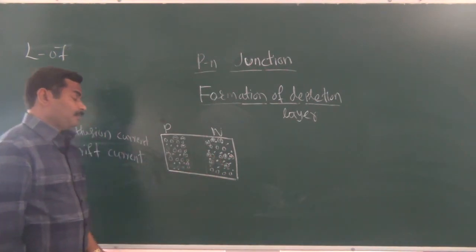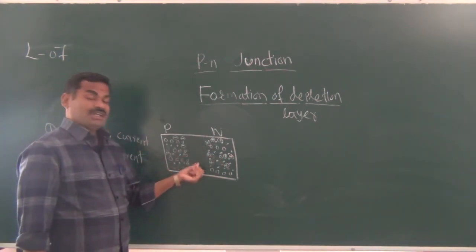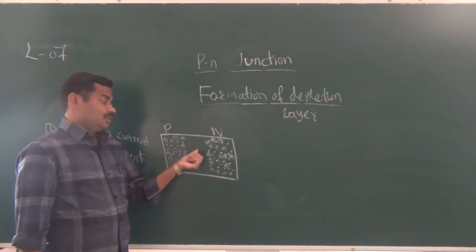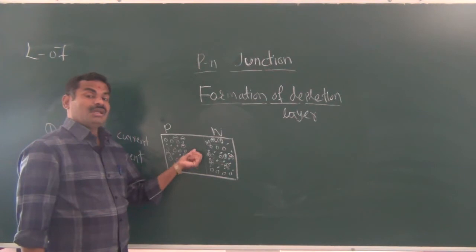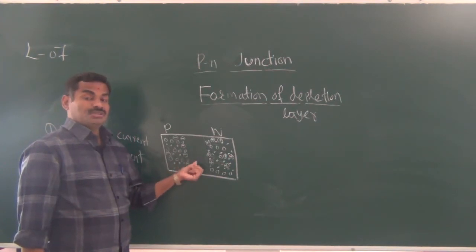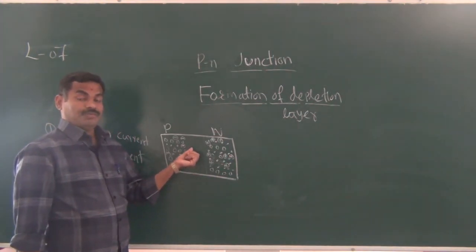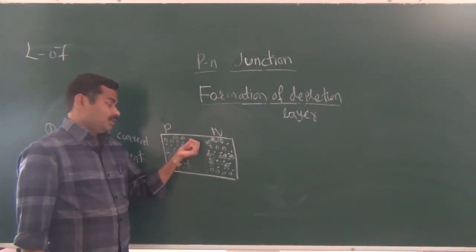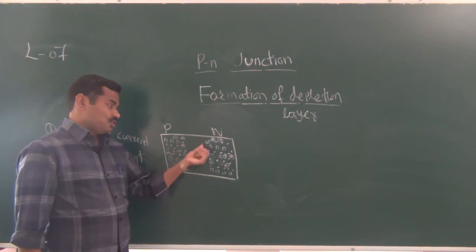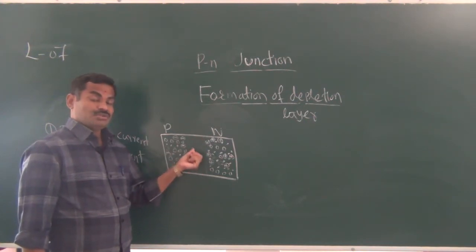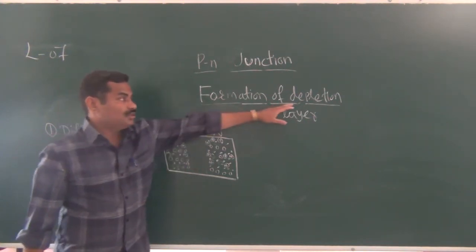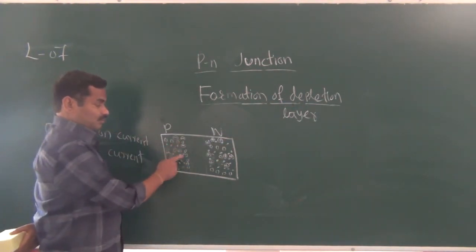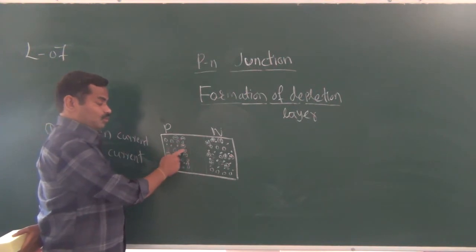And actually, no doubt, you have some layer. In this layer, you do not have any charge carriers, because when electrons and holes recombine, they neutralize and disappear. So you have a layer in which there are no charge carriers. That is what is called the depletion layer.